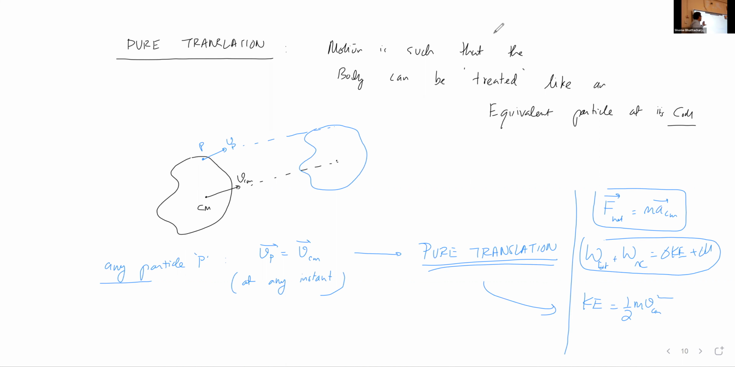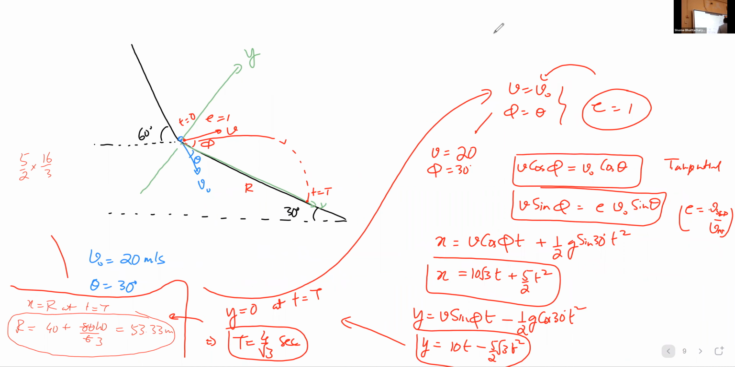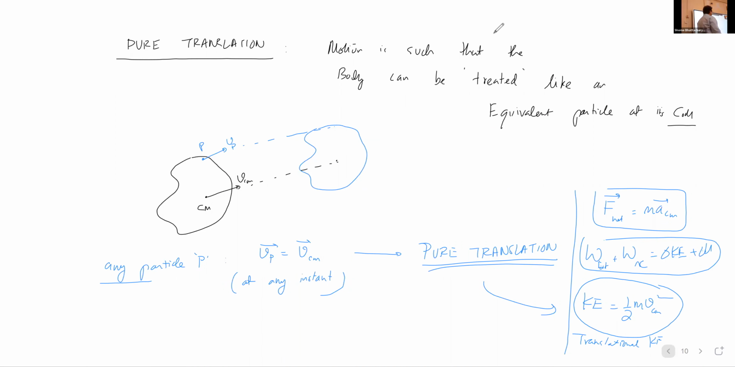Okay, so if this entire rigid body of mass m is in pure translation, which means that any point in it at any instant of time has identical velocity vector as the center of mass, then we can treat its kinetic energy as pure translational kinetic energy, and that is given by the formula half m v_cm square. Okay. So from now on we will call this term pure translational kinetic energy.